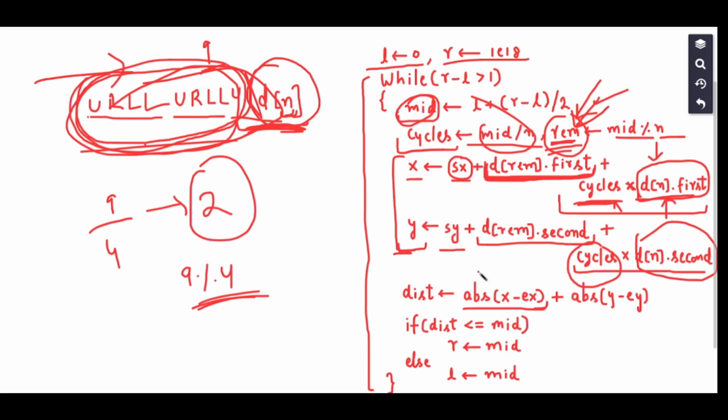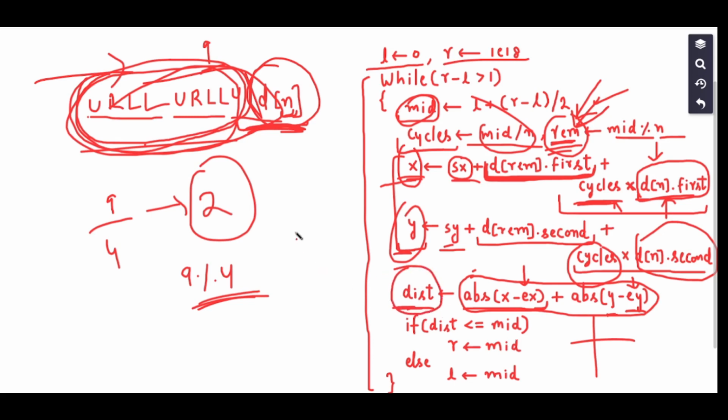Now I will calculate the difference between the final position ex and the current position in the x direction, and the difference between the final position ey and the current position y in the y direction. This is going to give me the Manhattan distance which I still have to cover just by using the ship's engine or the ship's power. Fine, because I have already covered this much distance from sx, sy till this x and y. This is the remaining Manhattan distance.